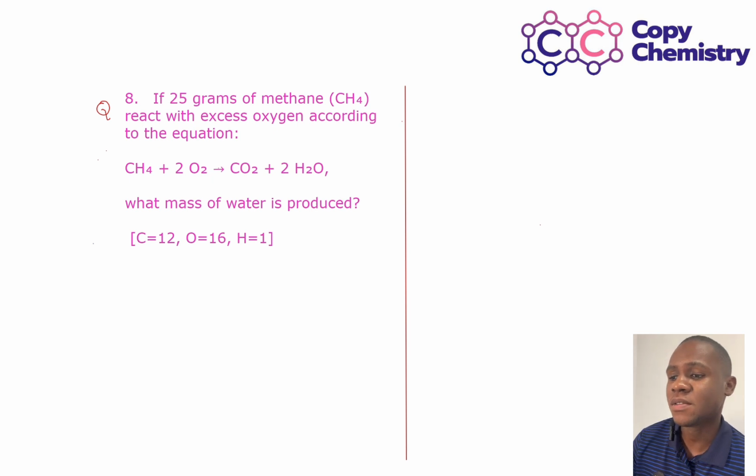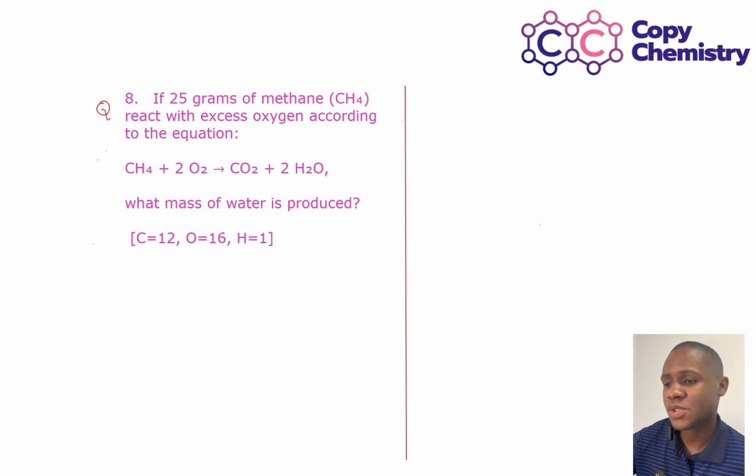25 grams of methane reacts with excess oxygen according to the equation. That's the equation. What mass of water is produced? Alright, so the first thing you want to do here is to ensure that your equation is balanced. If it's not balanced, then you have to balance it, okay? You don't want to work with it unbalanced so that we don't run into problems. Okay, in our case here it is balanced, so that's really good.